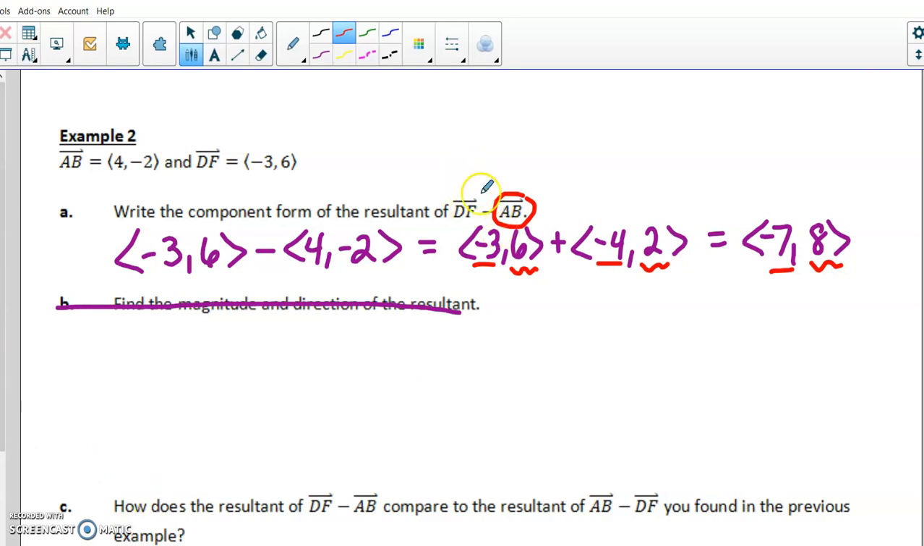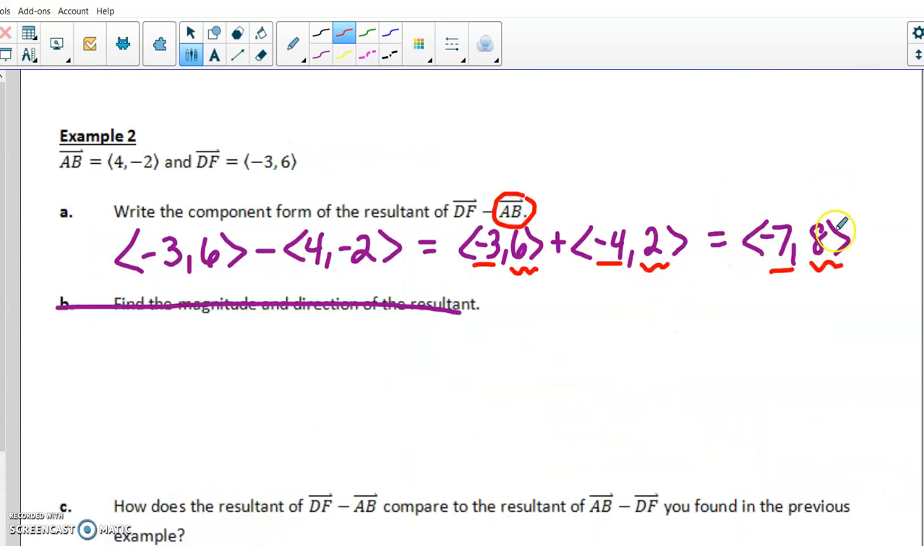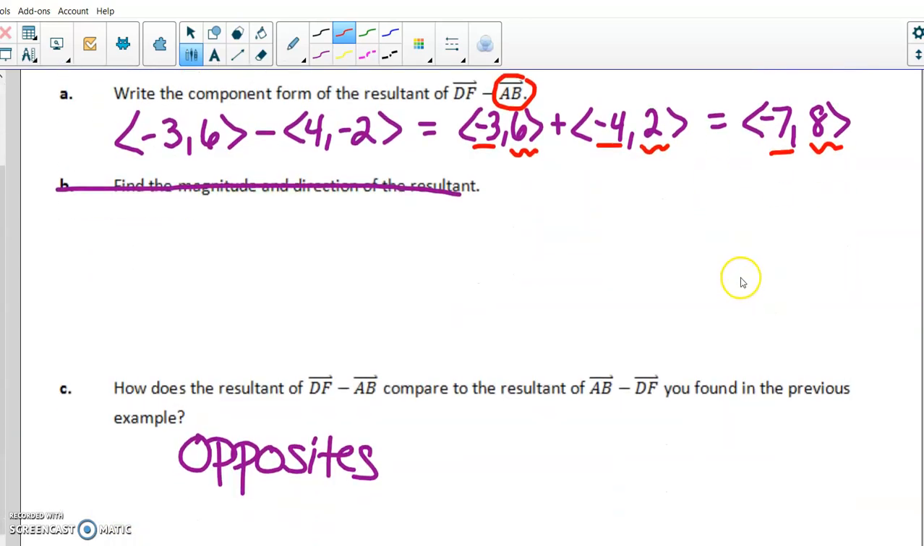Notice on this one I did DF minus AB. On our last one, I did AB minus DF. And the component forms of our resultants were opposite of each other. This one was 7, -8, and this is -7, +8. So on part C, where it says, how does the resultant of vector DF minus vector AB compare to the resultant of vector AB minus vector DF, you would say that they're opposites of each other. They are opposite vectors.